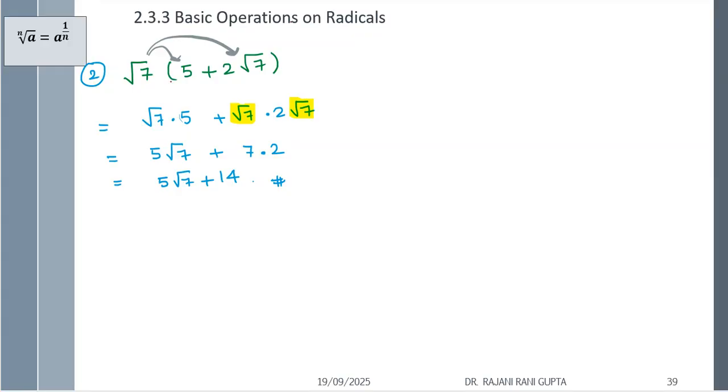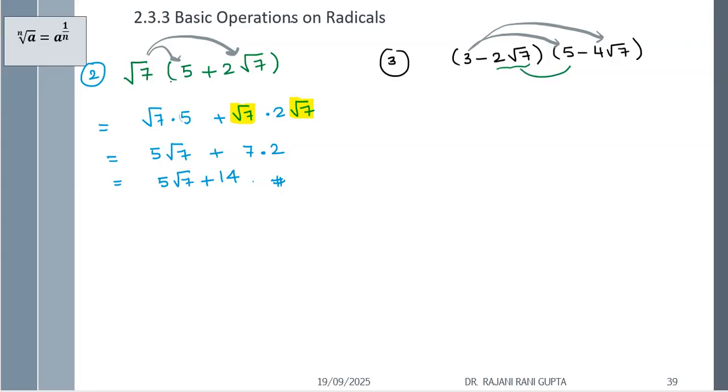Suppose you have 3 minus 2 root 7 multiplied by 5 minus 4 root 7. In this case, when you do the multiplication, you multiply 3 with 5, and 3 with 4 root 7. Also, you will multiply this whole 2 root 7 with 5 and with 4 root 7. This is how you simplify it. So let's work on it.